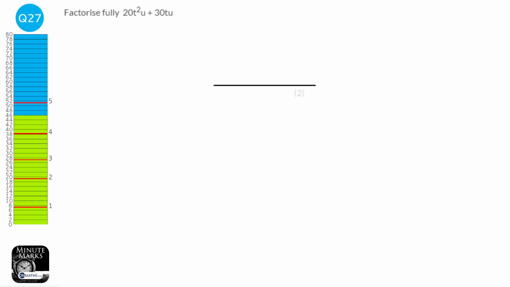So factorise means to put it into a bracket. It looks like it's a quadratic here, but it's actually just a linear factorising because we don't have a number term. So we're going to just use one bracket for this. Looking at these terms, I'm going to focus first on the numbers. So 20 and 30, I can divide both of those by 10, and that will leave 2 and 3. So that's the numbers done.